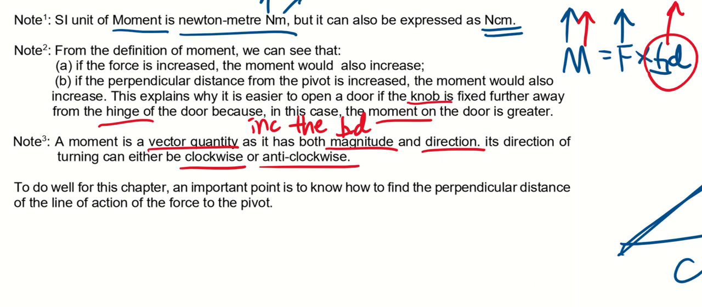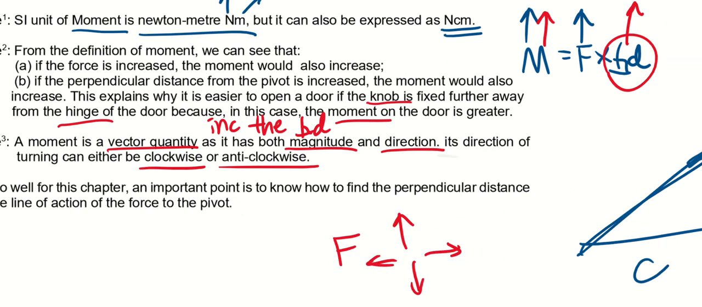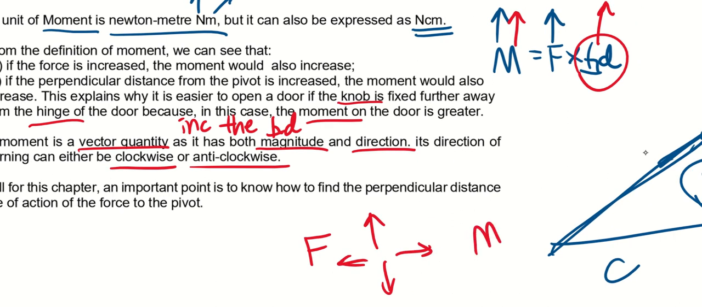Now, moment will not be up, down, left, right. Force will not be clockwise or anti-clockwise. Force can be up, down, left, right. It can move an object up, down, left, right. Moment will either be clockwise or anti-clockwise.